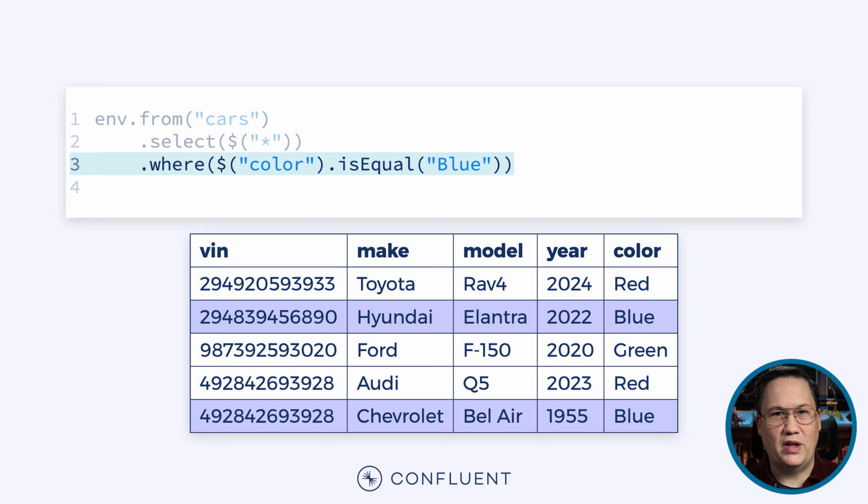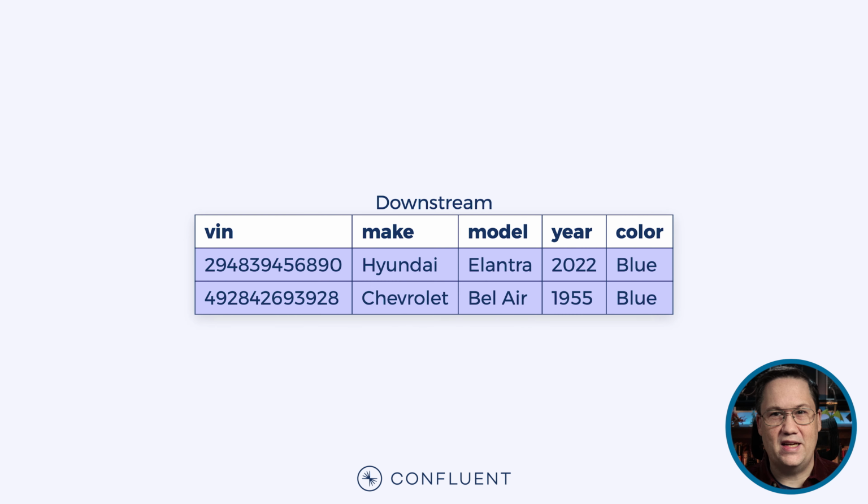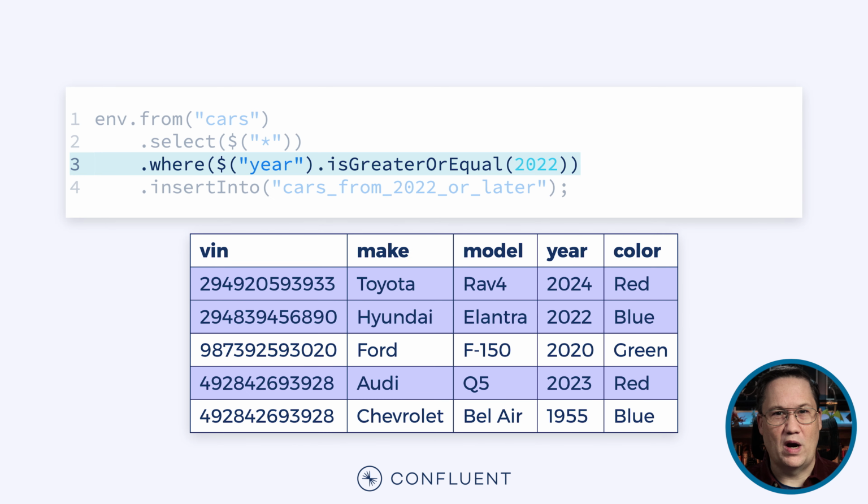Usually, when we work with Flink, we are taking data from one stream and inserting it into another. So let's take the results of our query and insert them into a destination stream, also known as a sink. We'll name this stream Blue Cars. Consumers of the Blue Cars stream will see something like this, with only the highlighted rows from the source appearing downstream.